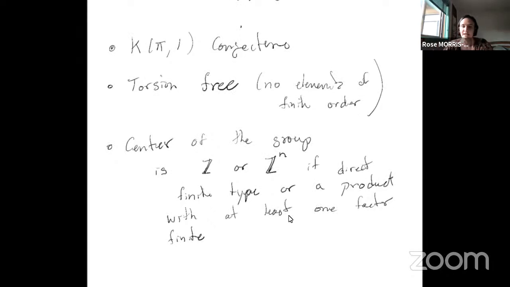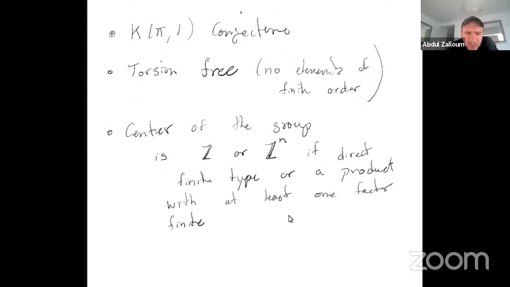There's actually a nice element that generates the center of an irreducible finite type Artin group. If you know about braid groups, you can think about the half twist as this element in braid groups. We'll talk about that more tomorrow. Sorry, the last two elements are conjectures, yeah.